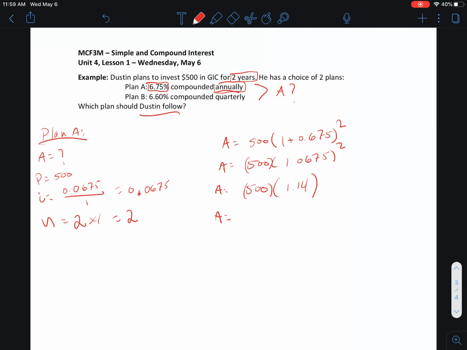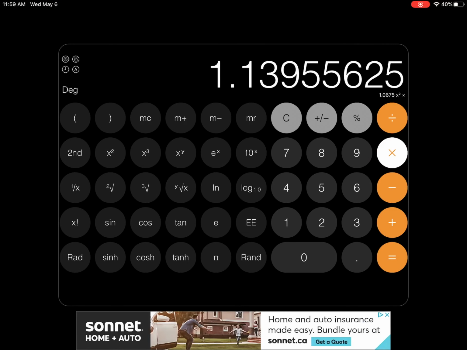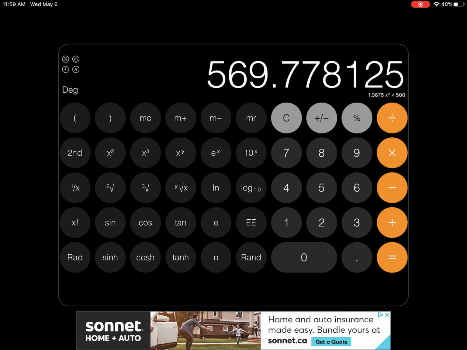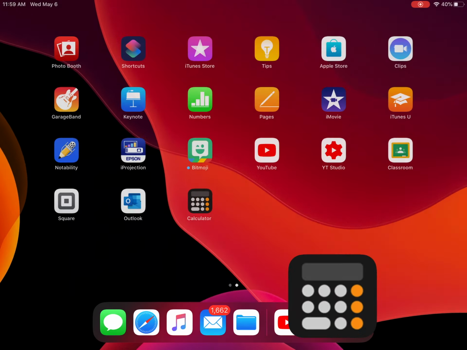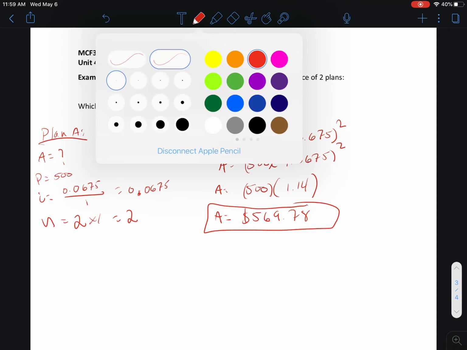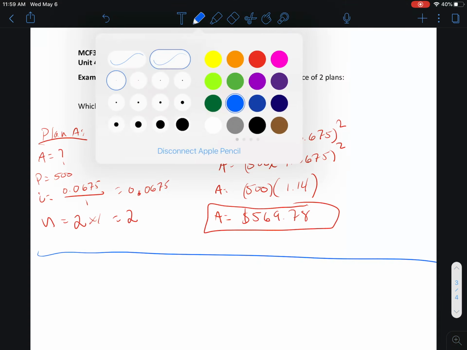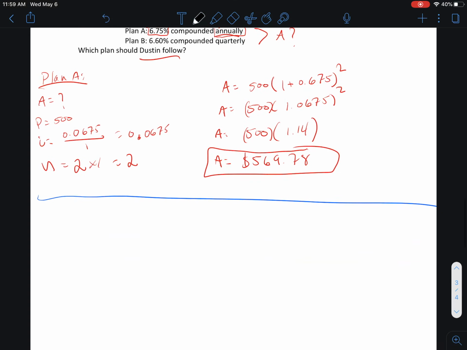1.0675 to the exponent 2. So square it. 1.14, let's call it. And then take that answer and multiply by 500. 569.78. Okay, that's under plan A. This is how much money he would have at the end of that under plan A.